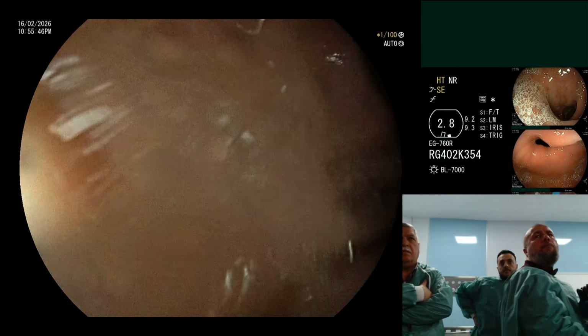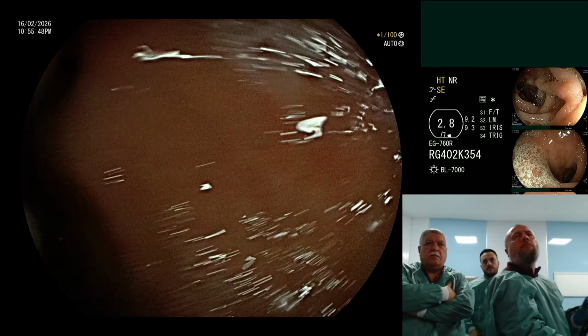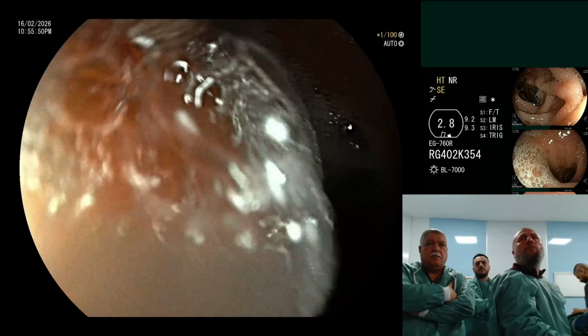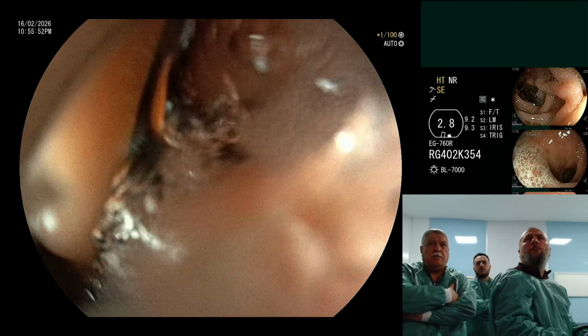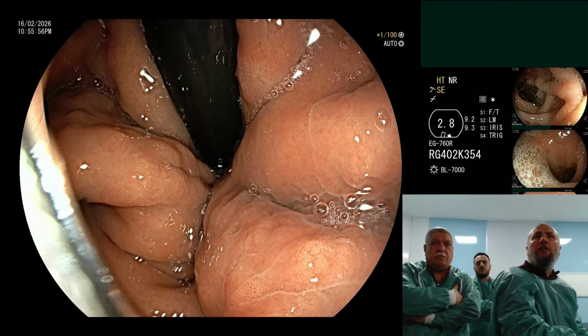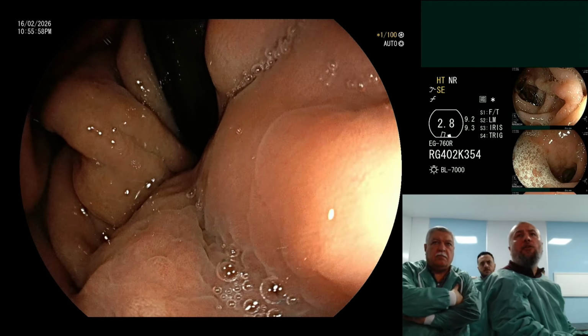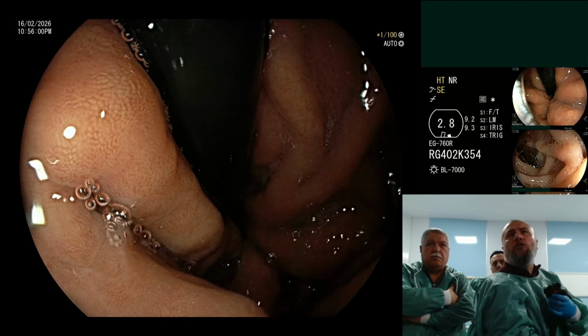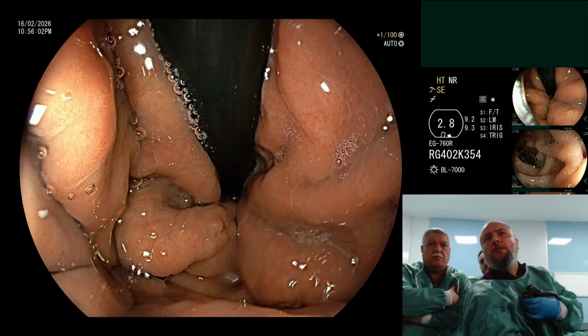Then we return back to the stomach. There's excess saliva in the stomach. We assess the GE junction where the wrap is present and intact, but it is not tight. So we decide to push the food particles to the stomach.